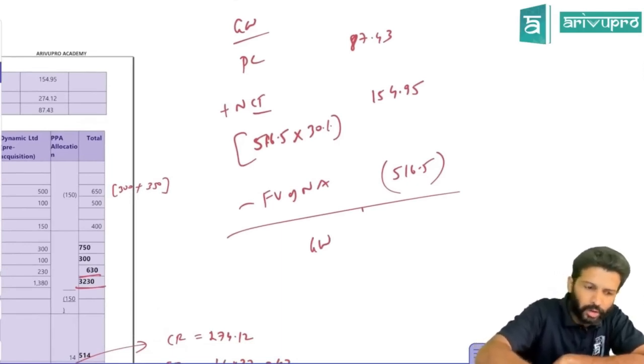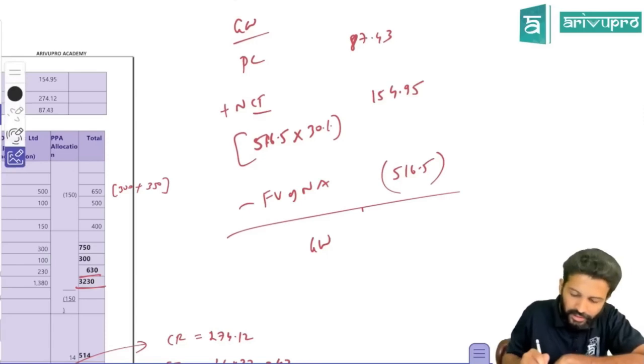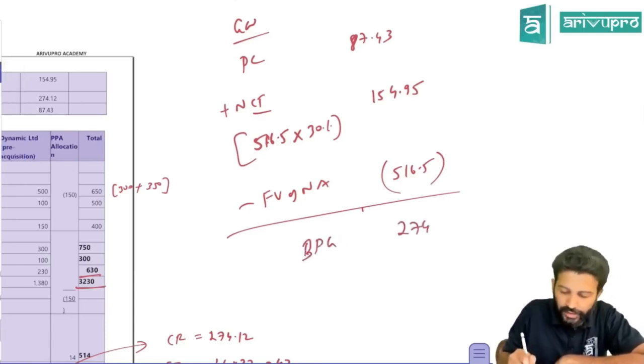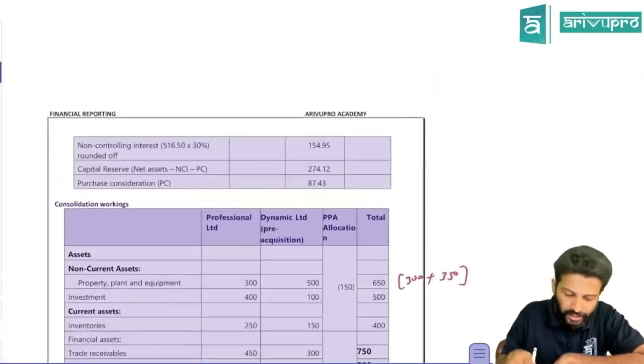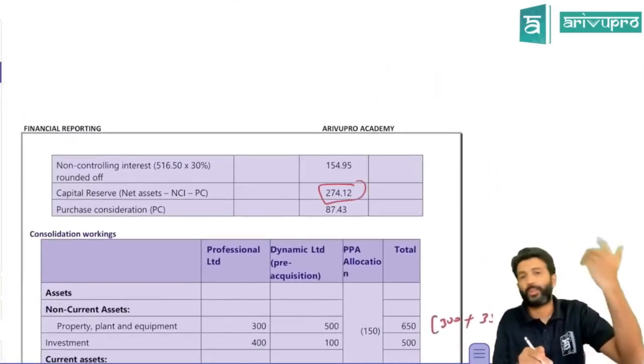No, I think it is not a goodwill. It's a case of you're getting a negative number. That means it's not a case of goodwill. It's a case of bargain purchase gain. I'm getting 274.12. That is your bargain purchase gain. Okay, the capital reserve basically. No, that's what you're getting.